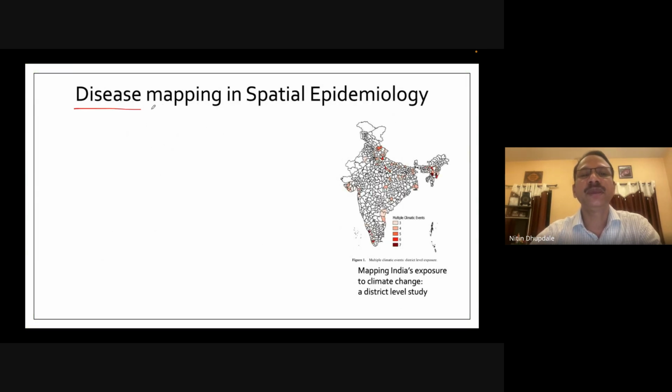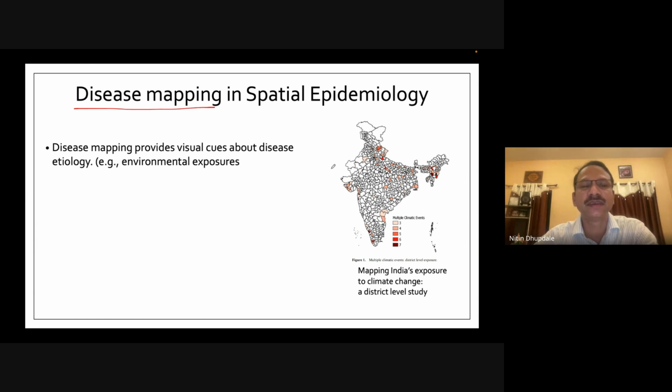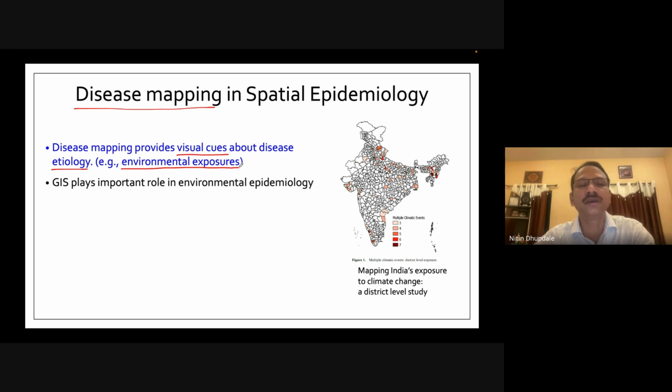So disease mapping is very important in spatial epidemiology. So it provides visual cues. Okay, it provides us with visual understanding of disease etiology. So if there is some clustering happening in a particular area, it can tell us and point us that there is some environmental exposure which is happening. That's why the disease is occurring at the same time in a similar environment. So there could be some environmental factor which is responsible for the occurrence of this disease.